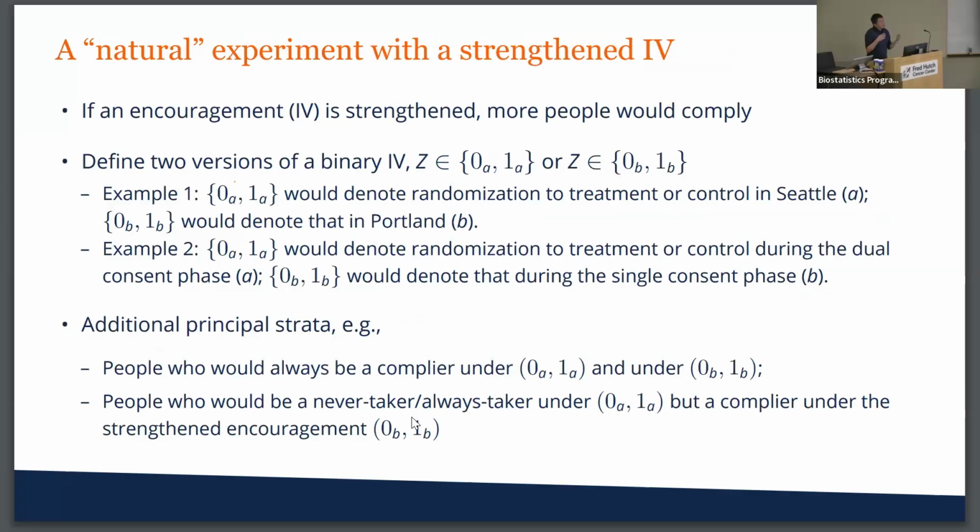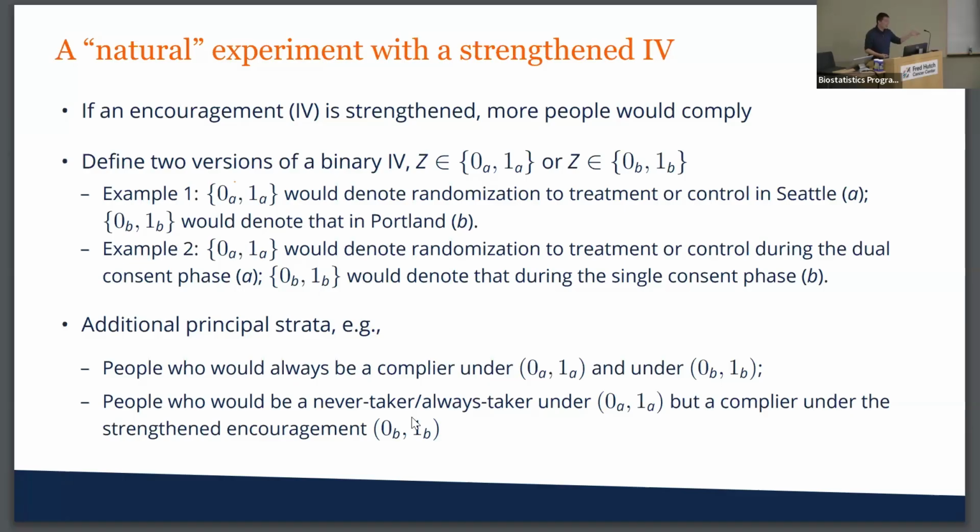So we are going to try to formalize it. The basic economics is, if the encouragement is strengthened, more people would comply. Here we are going to define 2 versions of a binary ID. We always have a binary ID. If you go to Seattle, you are randomized to treatment or control. If you go to Portland, you are randomized to treatment or control. But we are going to make a distinction between the version that is 1 and the version that is 0.